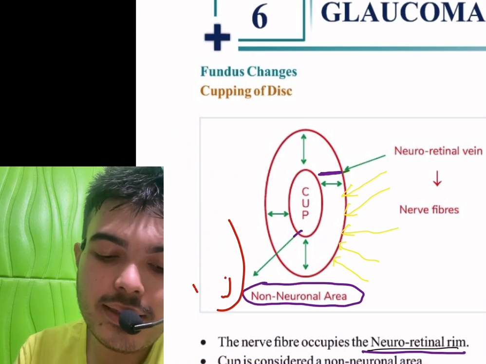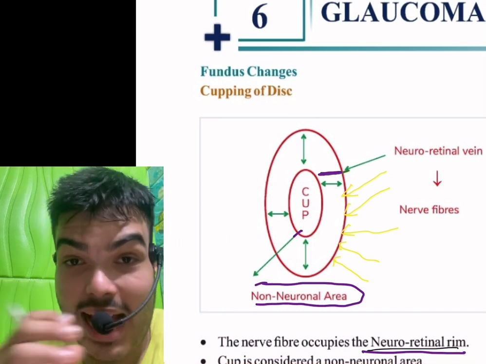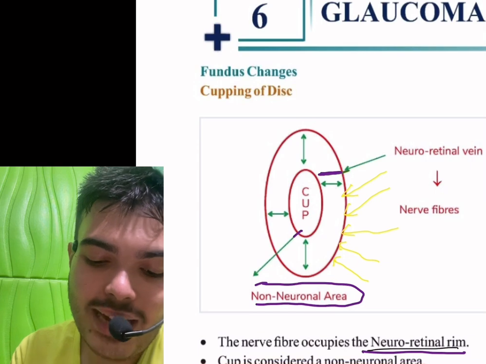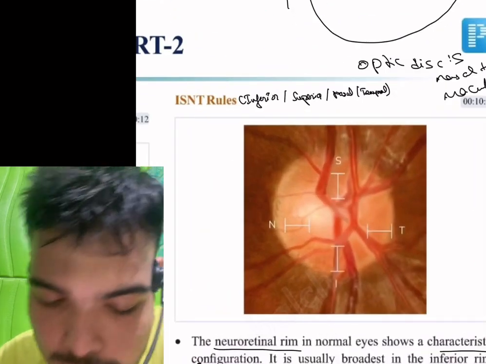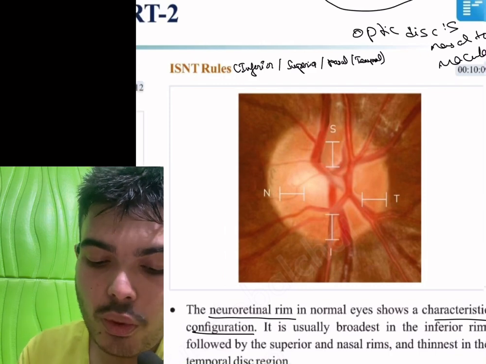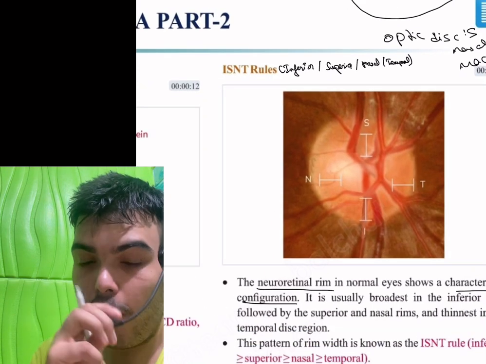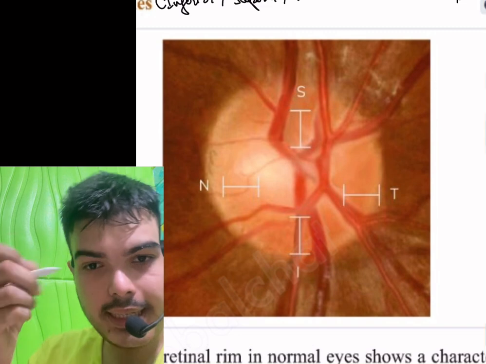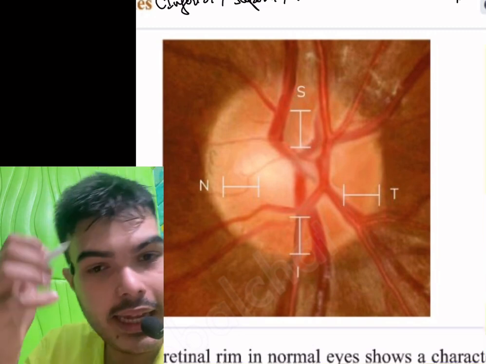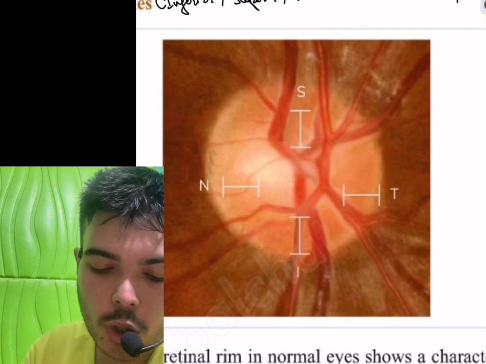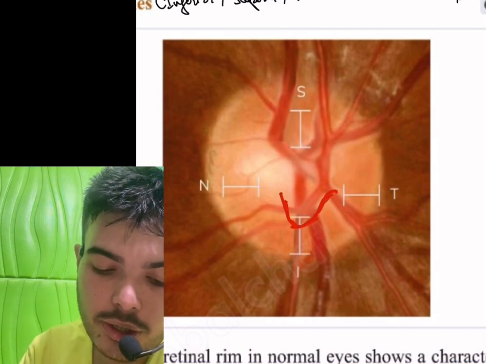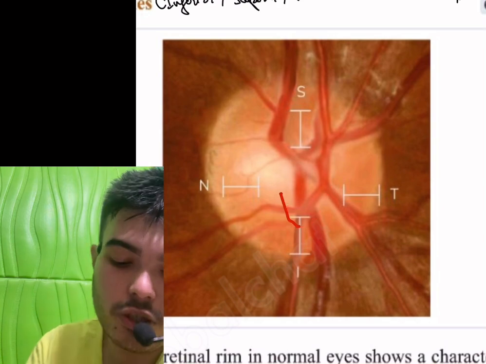But what happens is, in glaucoma that ISNT rule isn't actually followed, okay? Because of which normally what you see is it starts from the inferior side, the cupping starts from the inferior side, and in the inferior side you see a slight notch, and that notch is an important hallmark. Okay, you should understand about that notch. That is known as notching.